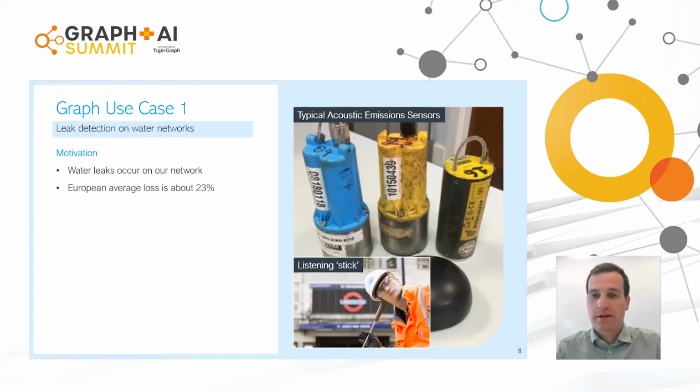As we discussed, we had a bunch of issues a few years ago with missing performance commitments. We don't want that to happen again. So we are deploying graph technology to help us meet our leakage targets. We know water leaks occur on our network. Sometimes it's not always obvious. You might be picturing leaks running down the road or down the pavement, but most leaks are actually underground.